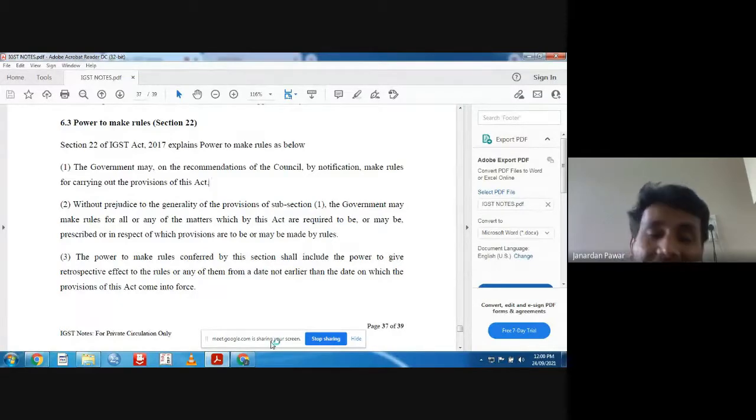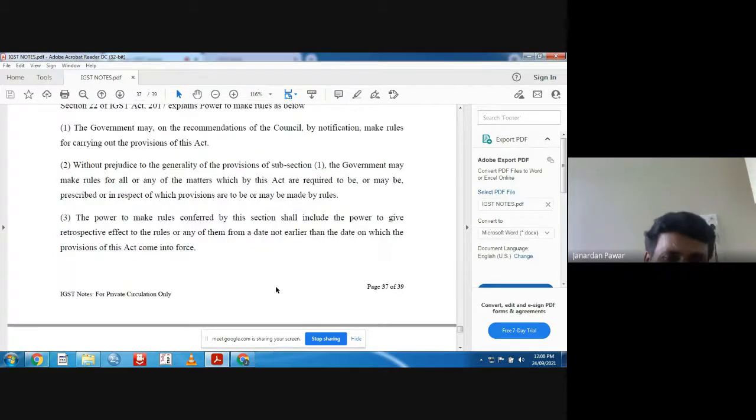Government will make the rules on the recommendations of the council, and rules are made for carrying out the provisions. So three things we have learnt here from this provision: number one, according to section 22 of the IGST Act, which is there for powers to make rules. Moving on to the second provision here, and what is that provision?